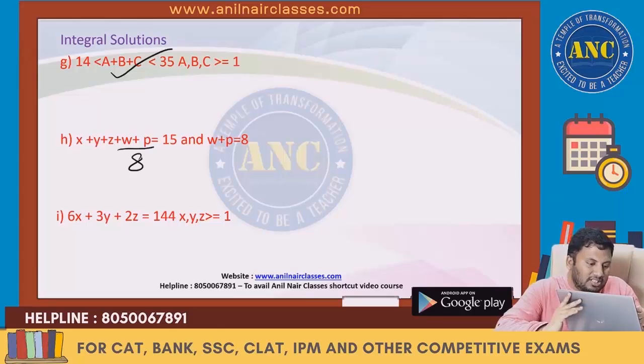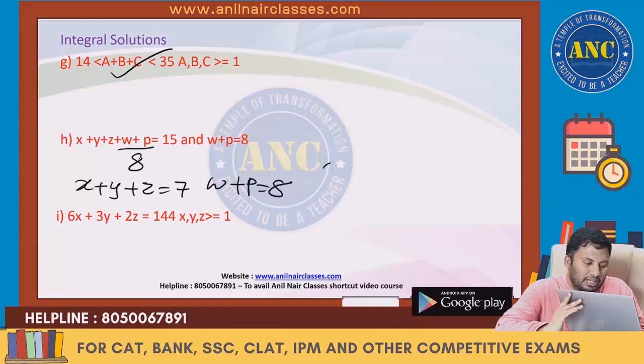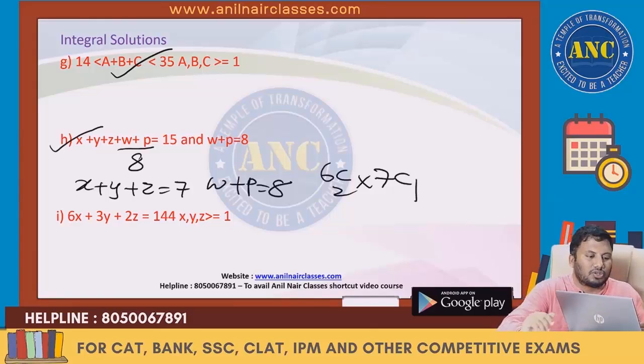w plus p is 8. x plus y plus z is 7. w plus p is 8. So it is nothing but 6C2 into 7C1. This model also we covered.